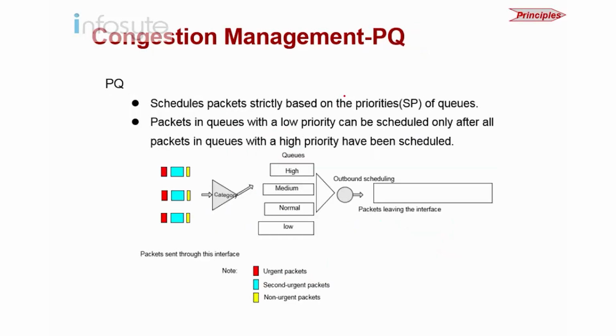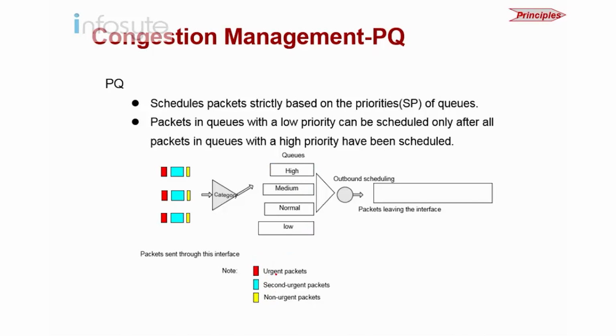Okay. The next congestion management is called PQ, or priority queuing. Packets are scheduled strictly based on their priority. Packets in a queue with low priority can be scheduled only after all packets in the high priority queue have been scheduled. Now let's look into this example. Notice that the red color is an urgent packet, so we are going to place them into the high queue. In priority queuing, we have 4 queues: high, medium, normal, and low. So we have a second urgent and a non-urgent.